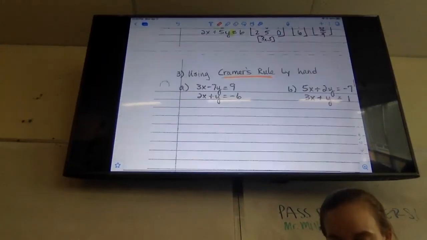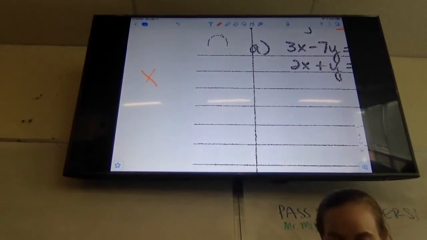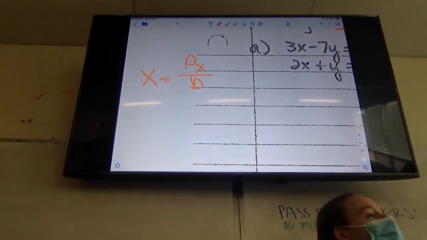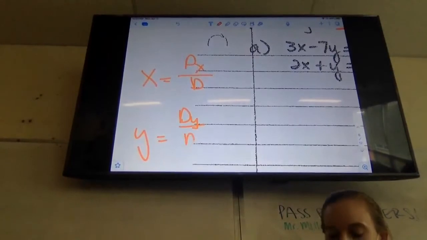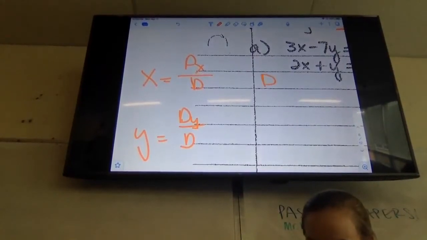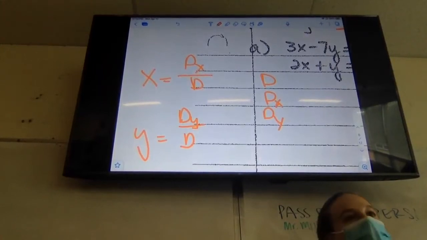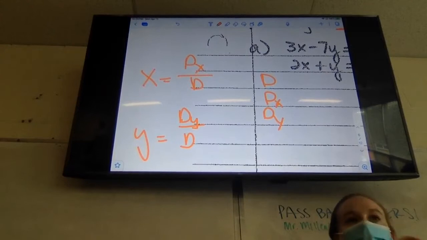Okay, so Cramer's rule at the end of the day is that we're going to do some determinants. X is going to be the determinant of X divided by just our determinant of this equation. And Y is going to be the determinant of Y divided by just the determinant of this equation. So I need to tell you how to find D, how to find Dx, and how to find Dy. Once we find those three numbers, we just divide them and then we get X and we get Y. It's just a different way of looking at how to solve these.